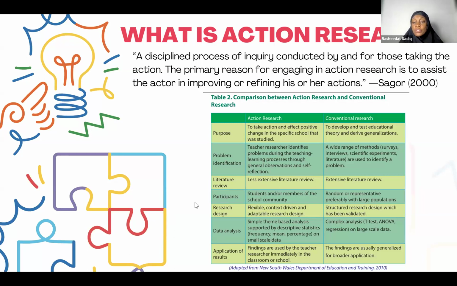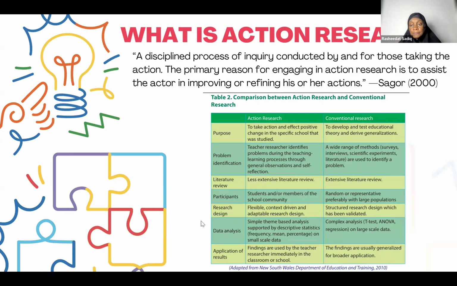In action research, the students and members of the community and the teachers are the participants. But in conventional research, you don't need to be related or know the people. In action research, your research design can be flexible and it's context driven. So depending on what you find, you can decide to change your questions. You can decide to change the way you go about what you are doing.